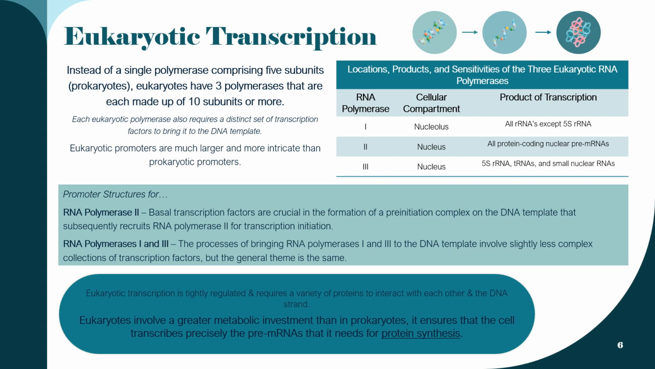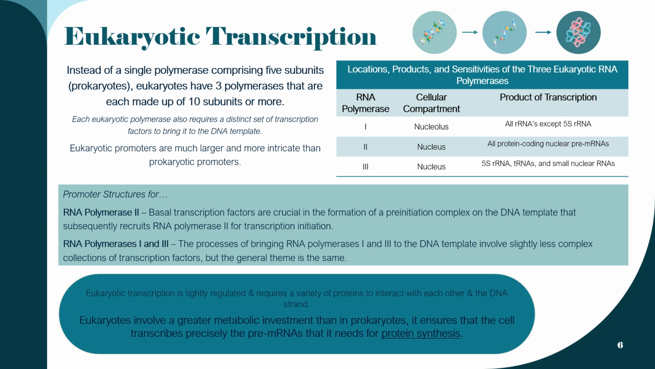So eukaryotic transcription, instead of a single RNA polymerase comprising 5 subunits, which happens in prokaryotes, eukaryotes actually have 3 different polymerases that are each made up of 10 subunits or more. Each eukaryotic polymerase also requires a distinct set of transcription factors to bring it to the DNA template. So eukaryotic promoters, what starts this process, are much larger and more intricate than the prokaryotic promoters. And we know that to be true about eukaryotic cells in general, that most of their processes are much larger, more intricate, and require more energy.